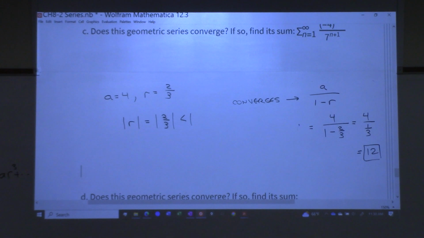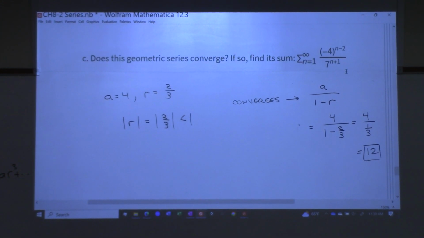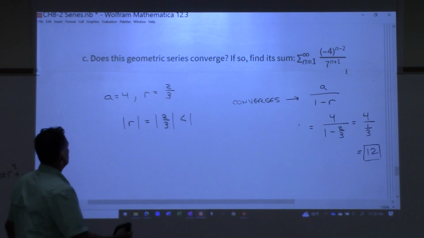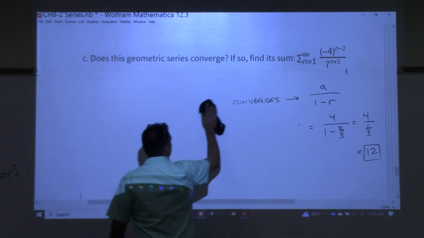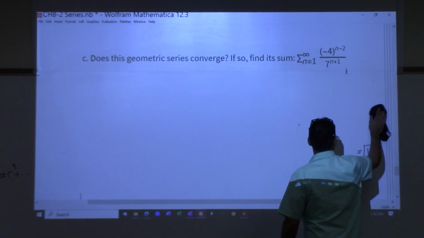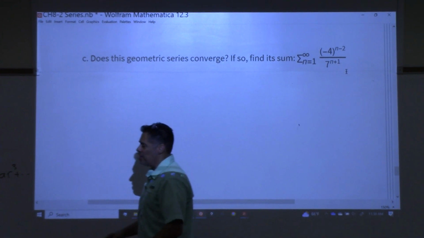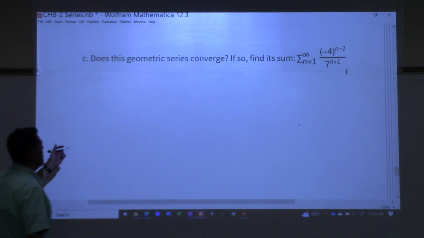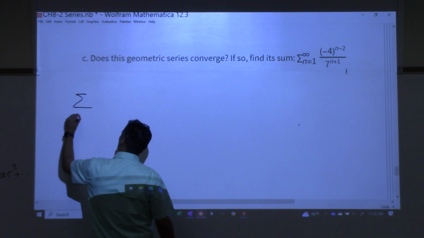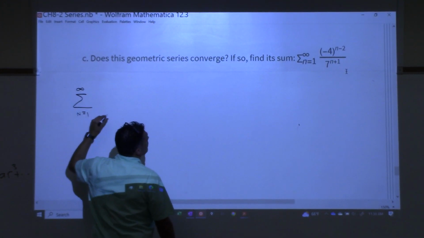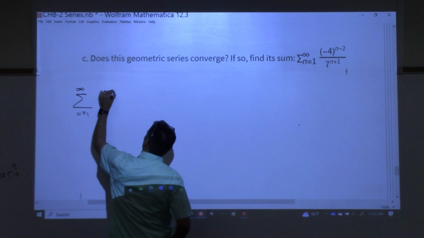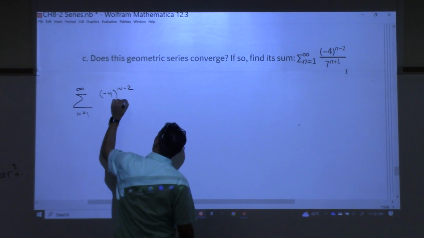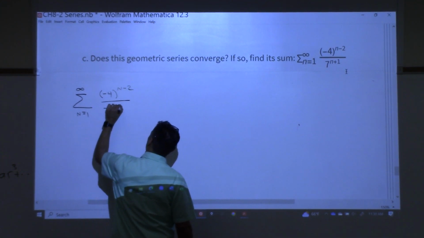And just when things were getting easy, we get this. All right, does that look like this? No. Do you all see this is different? Everyone see this is different? So let me write this down here. Negative 4 to the n minus 2 over 7 to the n plus 1.